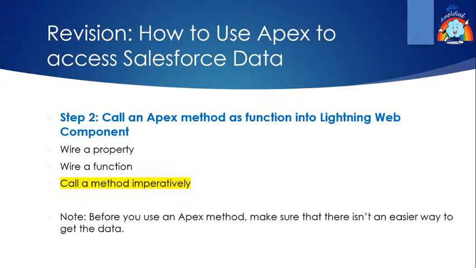Before we think about using an Apex method either through wire service or imperatively, we should check if there is an easier way to get the data, which we will be discussing in the next sessions. So you should be happy to know that the big part about wire service and imperative we are covering today. In the next sessions, there is an easier way to get the data, and it is not as complicated, because we will be covering getting the data through Apex.